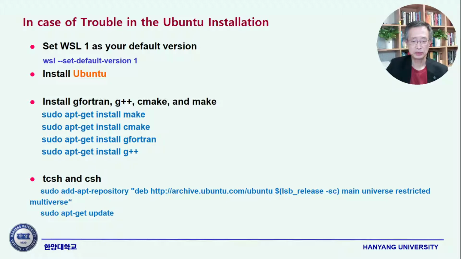And you also need to have C shell or T shell. The default Ubuntu shell is Bourne shell. But if sudo apt-get install csh or tcsh doesn't work, then you need to run the add-apt-repository command, and then you also need to update your apt-get. And then you can install C shell or T shell or Emacs like that.